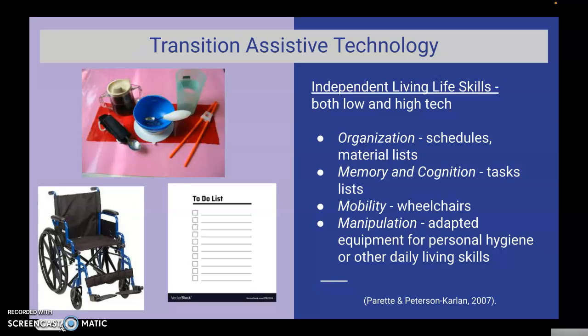Also with transition, there's the transition to independent living and life skills. And there are some examples of both low and high-tech options that can assist in that. There are schedules and materials lists that help with organization. There are task lists and other things that help with memory and cognition. Wheelchairs can help in the area of mobility. And adapted equipment for personal hygiene or other daily living skills can help when living independently.